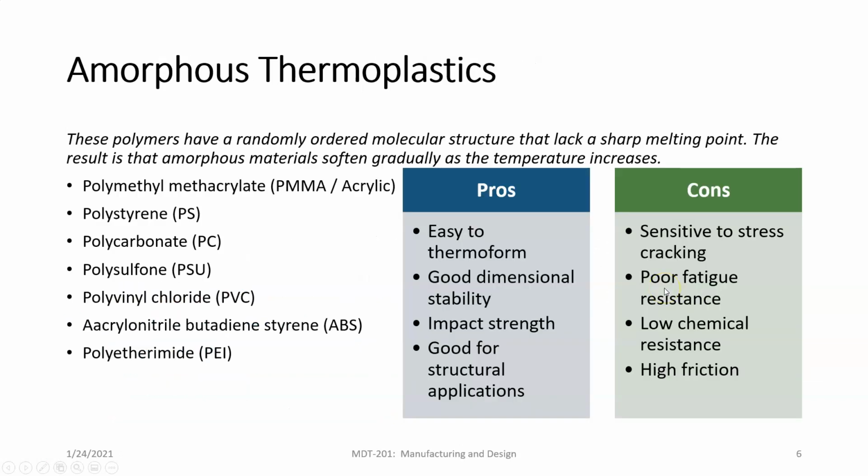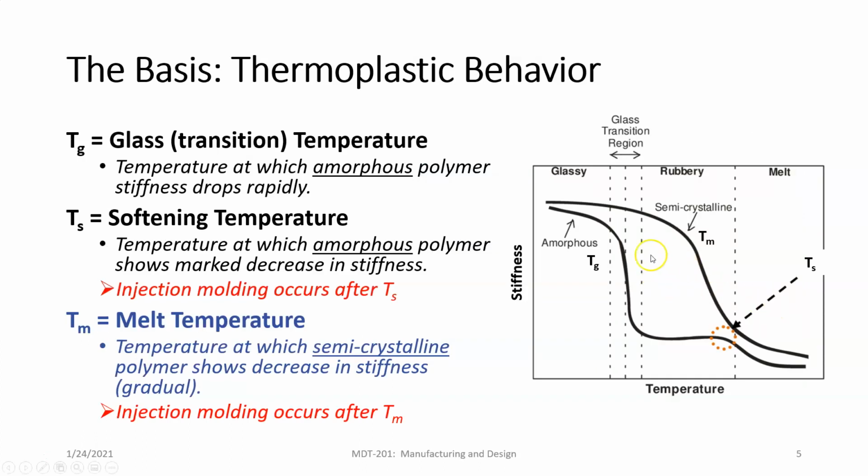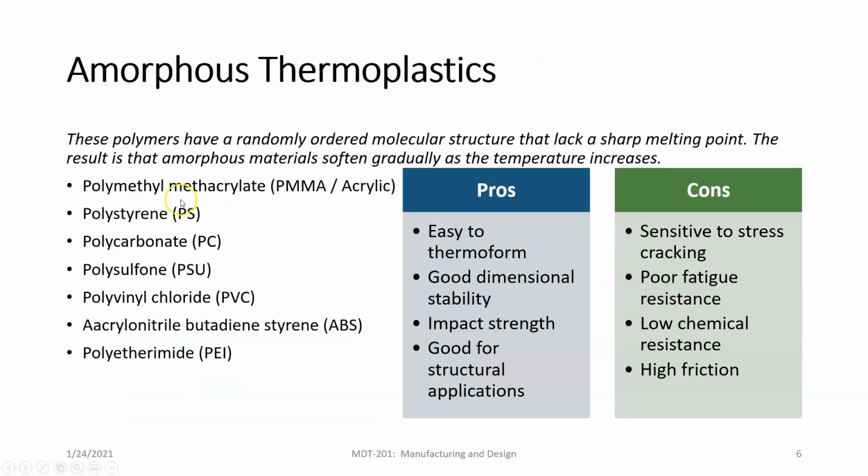Okay. A little bit more about the difference between amorphous thermoplastics and semicrystalline thermoplastics. Amorphous thermoplastics have a randomly ordered molecular structure. We showed that in the figure. They lack a sharp melting point, and we can see that right here. All through the glass transition, they're kind of in there. The result is that amorphous materials soften gradually as the temperature increases.